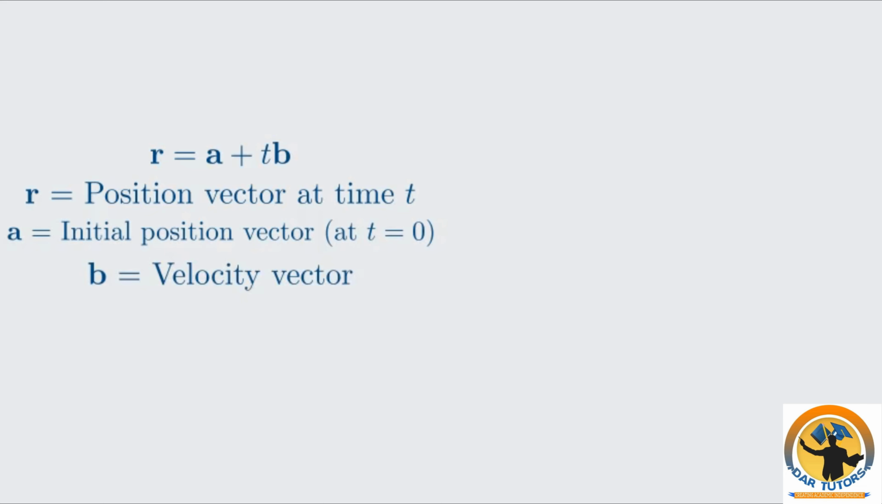Its magnitude, or length, is the speed. Finally, t is the parameter representing time. It's a scalar value that scales the velocity vector. So the equation r equals a plus tb means that to find the object's position at time t, you start at its initial position, a, and add t times its velocity vector, b. This addition moves the object along a straight line.